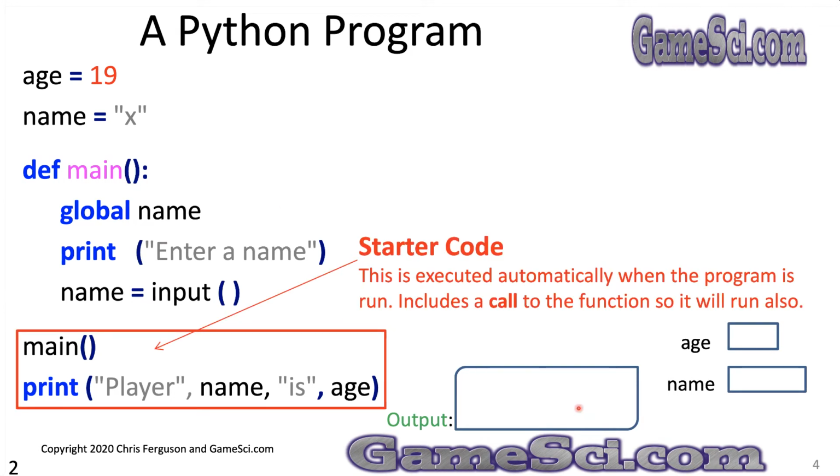Starter code. This is executed automatically when the program is run. It includes a call to the function, so it will run also. These two lines of code here will execute on startup. When you say run my Python program, this is the code that will execute.